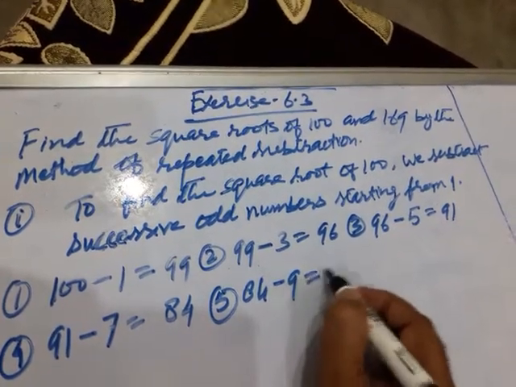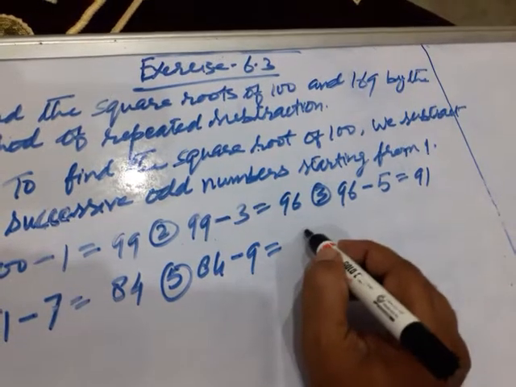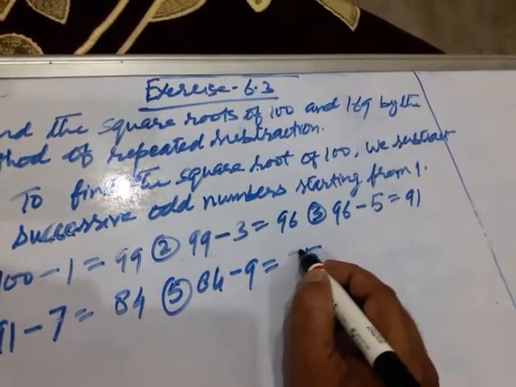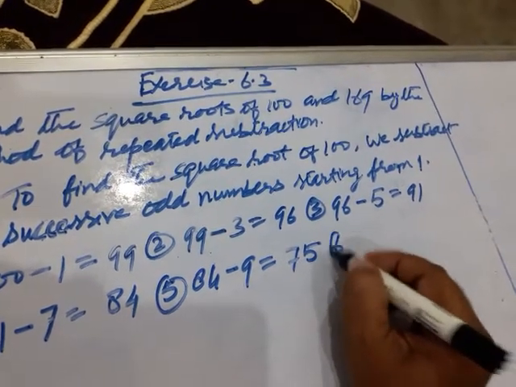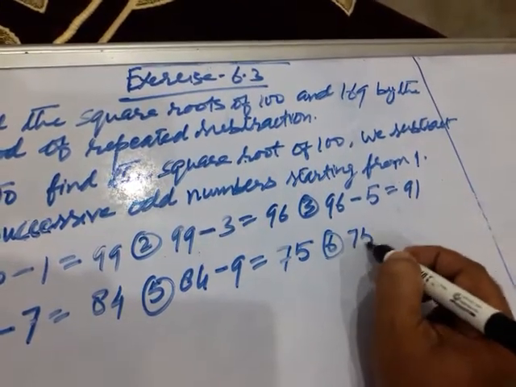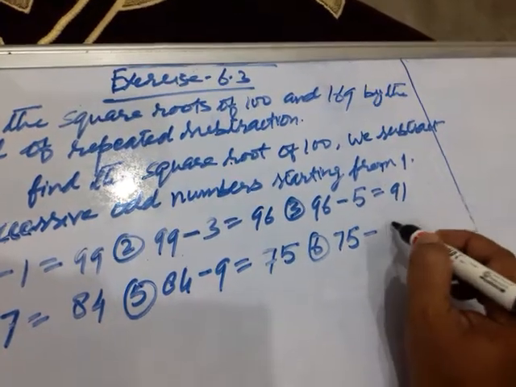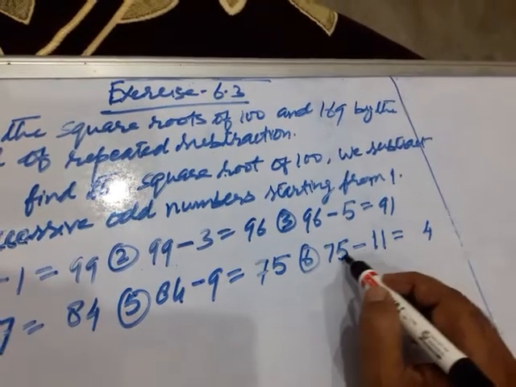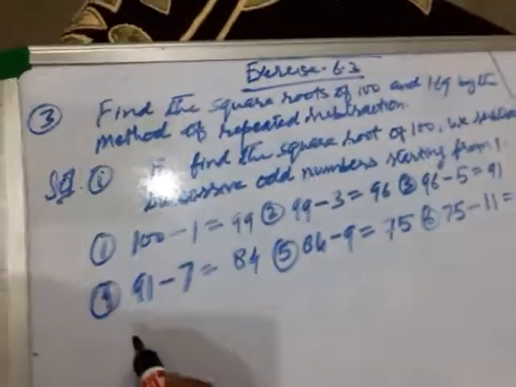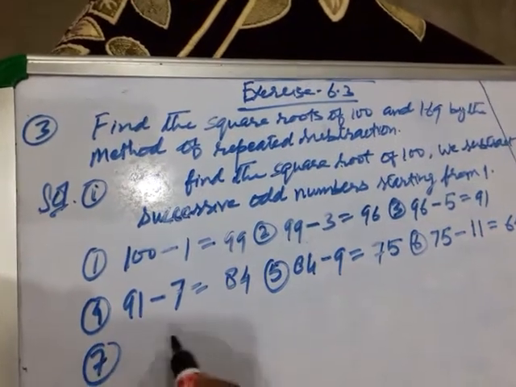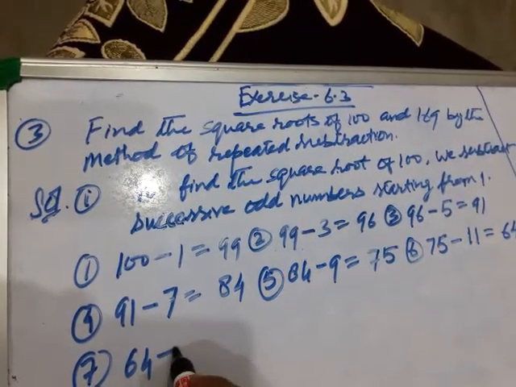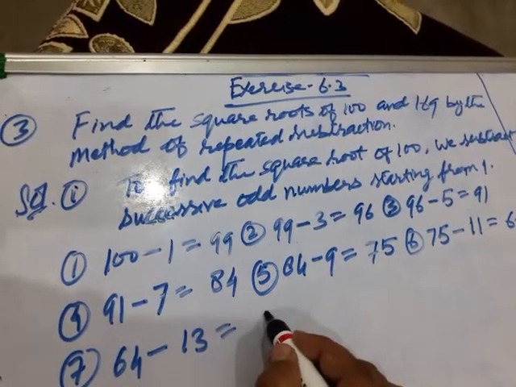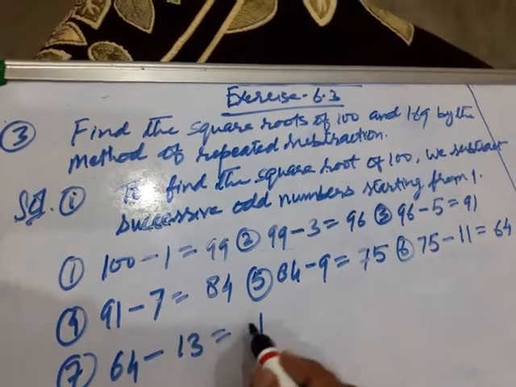Next odd number, fifth step: 84 minus 9 equals 75. And sixth step is 75 minus the next odd number, 11, which equals 64. Seventh step is 64 minus 13, the next odd number, which equals 51.